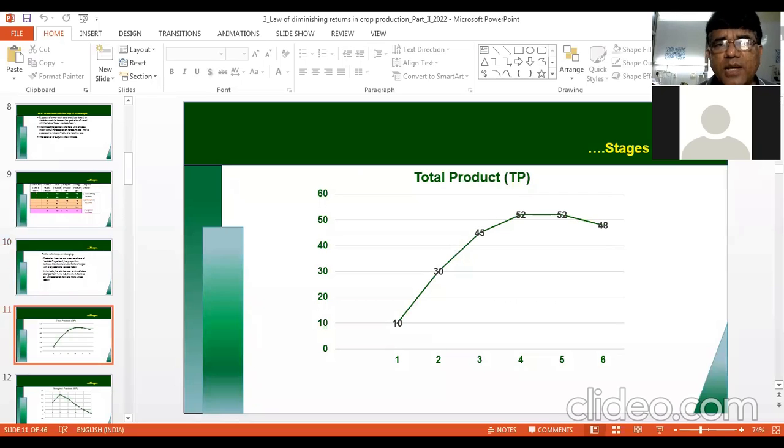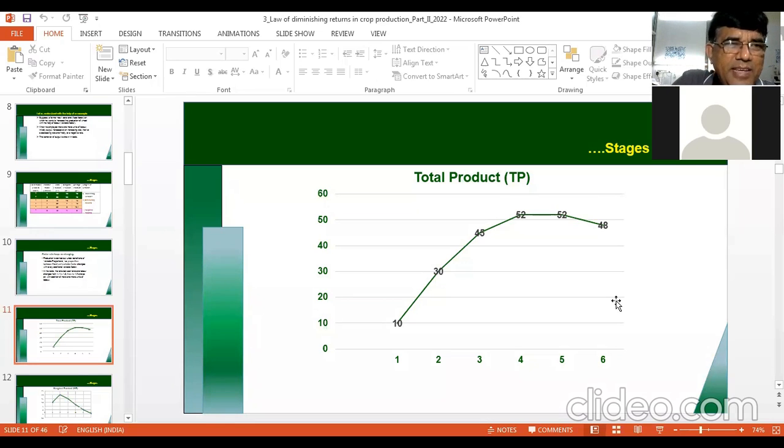Now you see, this is the graph of total product. You get units of variable factor on the x-axis, and the y-axis is your yield, total product. Total product is on the y-axis and the x-axis has your variable factor. So this is the kind of curve. This is known as TPC. What is TPC? Can anybody tell?